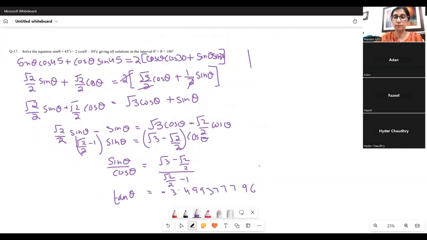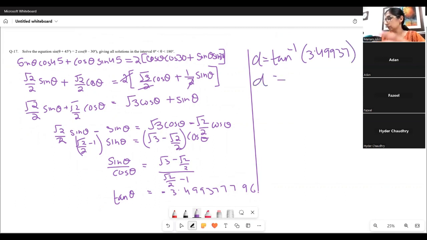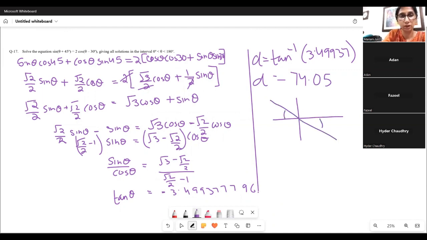Next, I'm going to find alpha by taking tan inverse of 3.499. Alpha would be tan inverse of 3.49937, which comes out to be 74.05. However, tan was negative, which is in the second and the fourth quadrant. Our domain is 0 to 360, so this would be our answer, 180 minus 74.05.